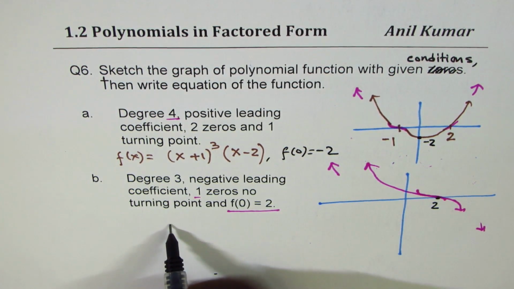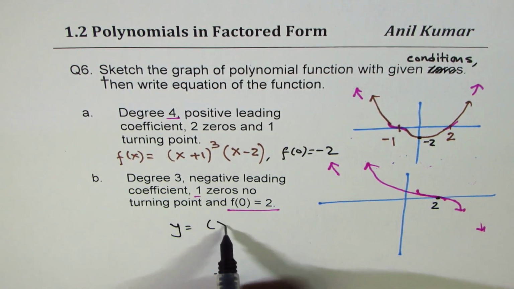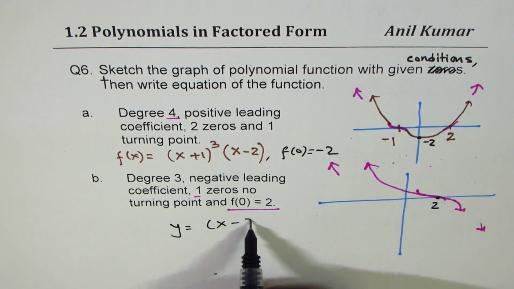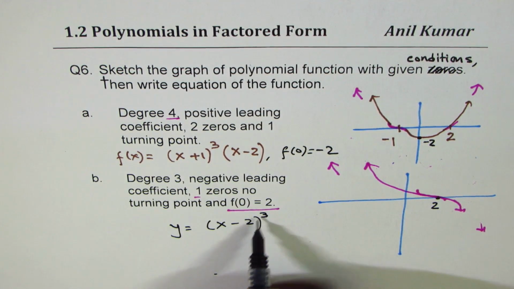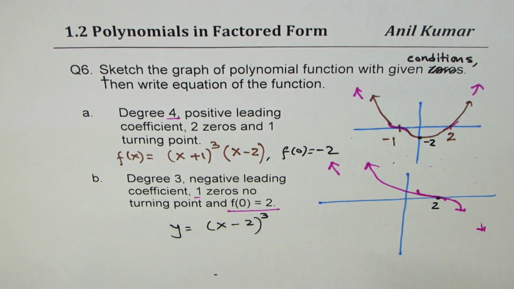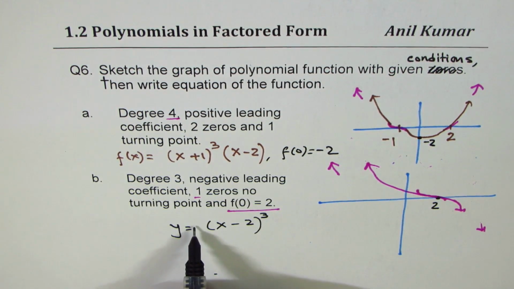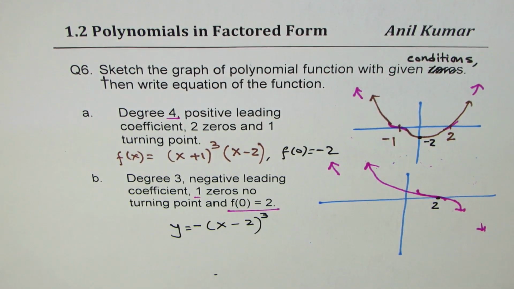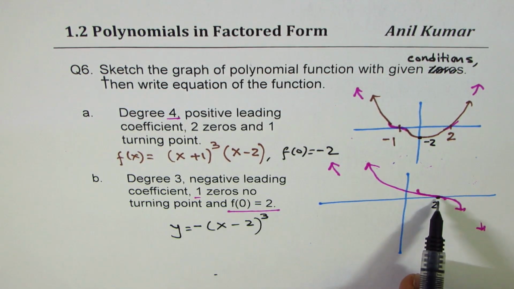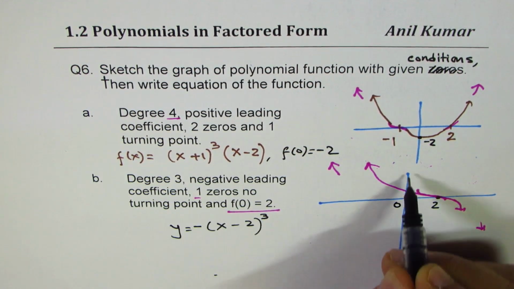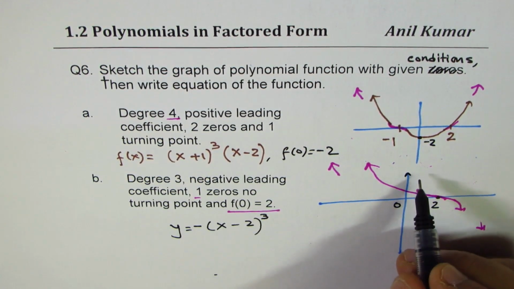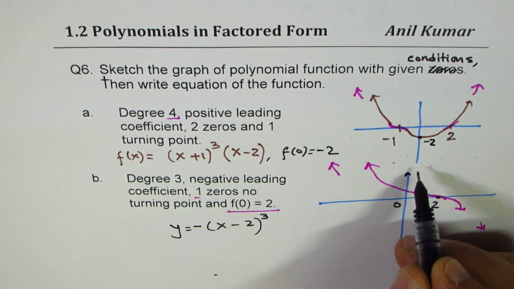So it could be y equals negative x minus 2 whole cube. That becomes your function, which satisfies the given condition only if you write negative here. Do you see that? So don't forget to write negative. Does it make sense to you, right? So x equals 2 gives you that zero, and this negative leading coefficient makes it right down.